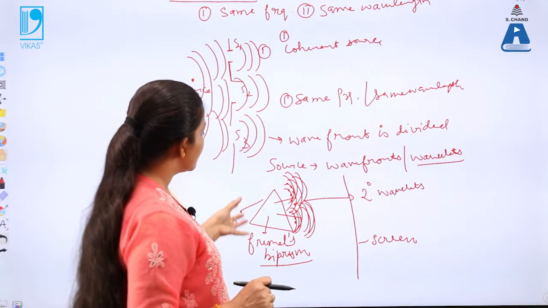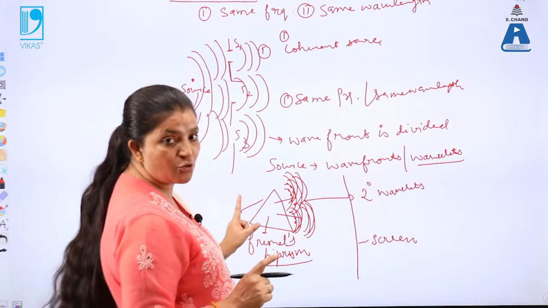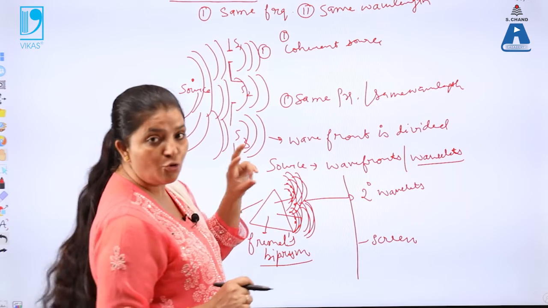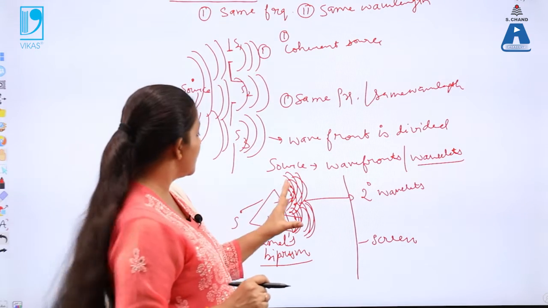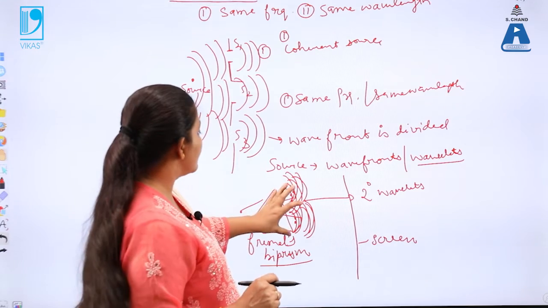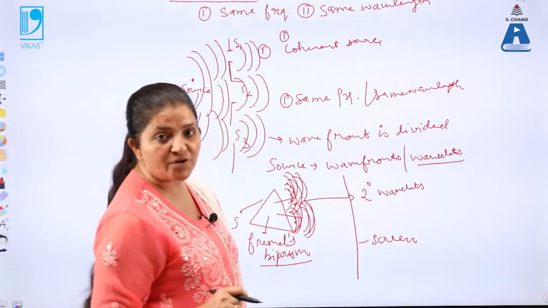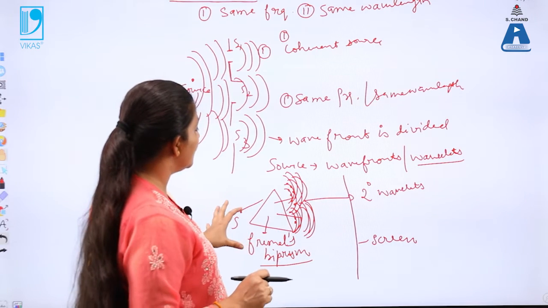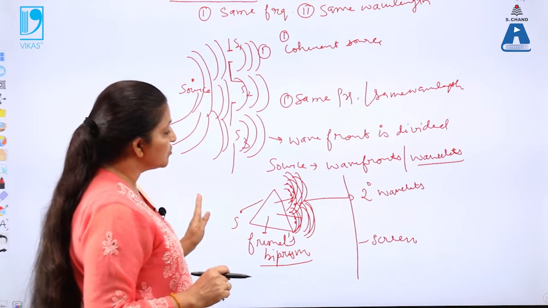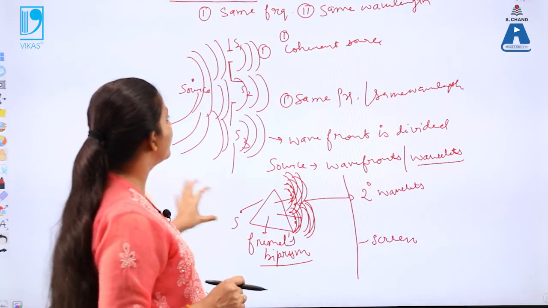So from a single source, we are getting two wavefronts or two wavelets with the same amplitude, same frequency and same wavelength. Then they will again superimpose on each other to give the resultant over the screen. So this is how interference is done by using the division of wavefront.